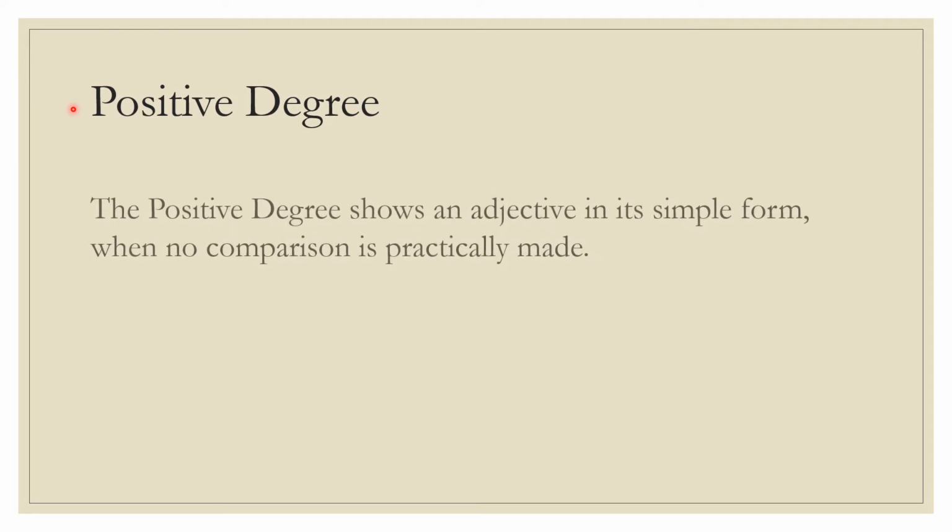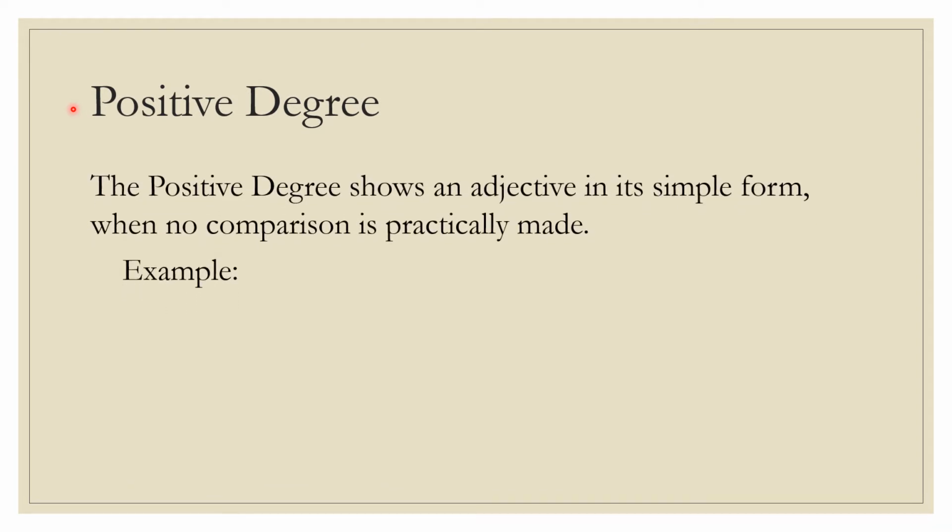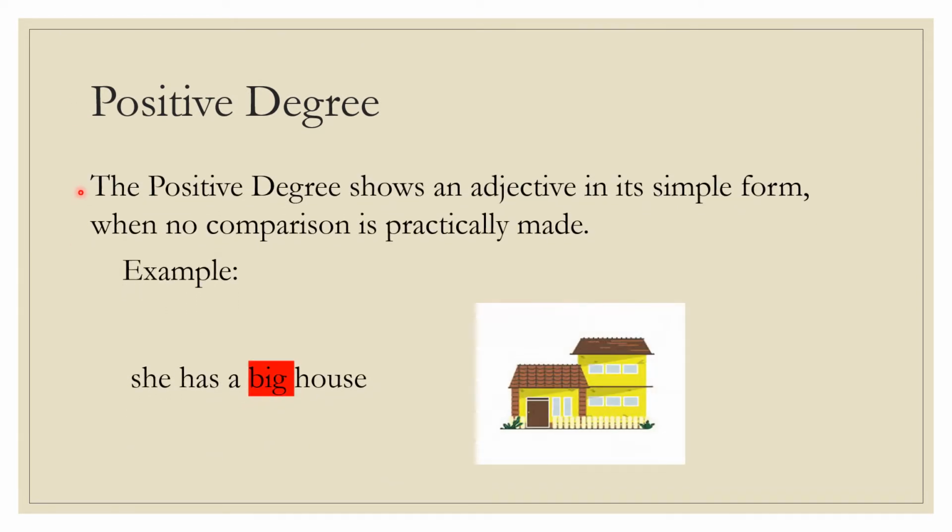Let's understand the first degree of comparison, the positive degree. The positive degree shows an adjective in its simple form when no comparison is practically made. Look at the following example. She has a big house. So the highlighted word big is an adjective. It is in the positive degree. So in the positive degree, no comparison is made. It is an adjective in its simple form.